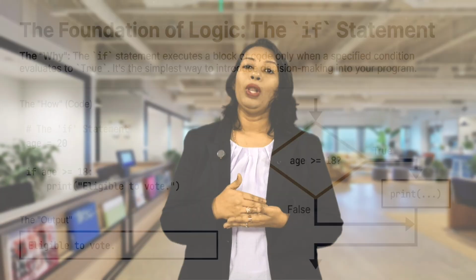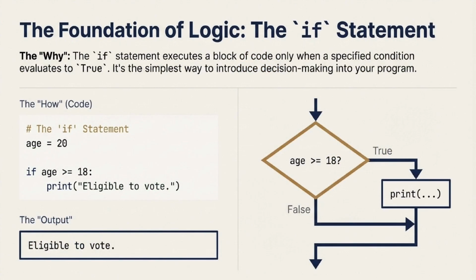Now, look at the flowchart. The diamond shape represents the condition check: is age greater than or equal to 18? If the condition is true, the flow moves to the print statement. If the condition is false, the program skips the print statement and continues execution. Finally, the output shown at the bottom confirms that since the age is 20, the condition is true and the program prints eligible to vote.